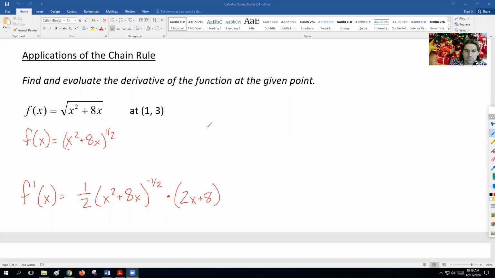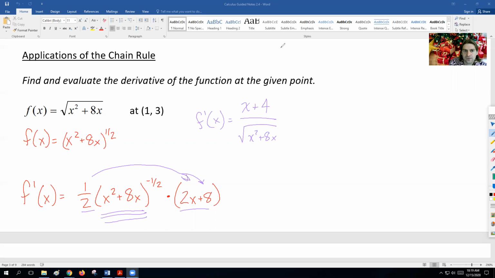All right. So what we can do is simplify this here. We can multiply the half times both of those, and we would get, well, half times 2x is x, half times 8 is 4, and this x squared plus 8x to the negative 1/2 power would just be over radical x squared plus 8x. So here is the derivative.